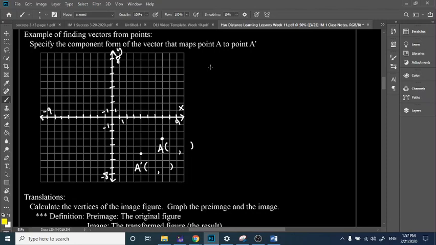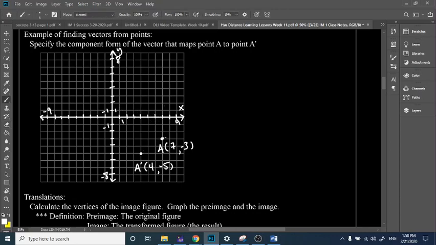So here we have A and A prime. So let me write in some values for those. For A, we have 7 comma negative 3, and then A prime is 4 comma negative 5. If you're wondering how I got that, we're reading 1, 2, 3, 4, 5, 6, 7, and then 3 down. So 7, negative 3. So it's just practicing on reading coordinates.